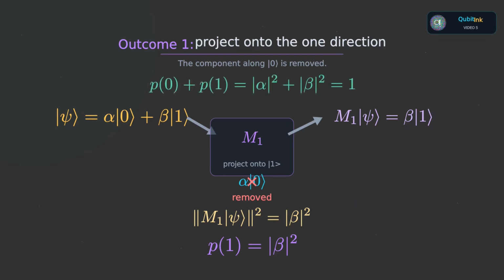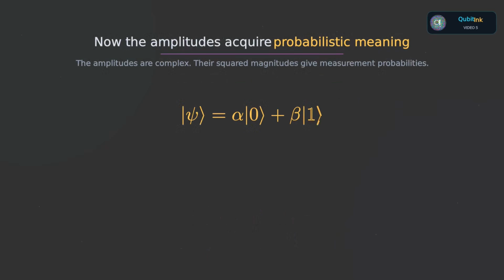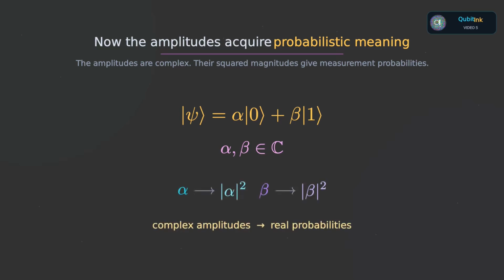This is where the amplitudes we introduced in postulate 1 finally acquire their familiar probabilistic meaning. The amplitudes themselves are complex numbers. The measurement probabilities come from their squared magnitudes.